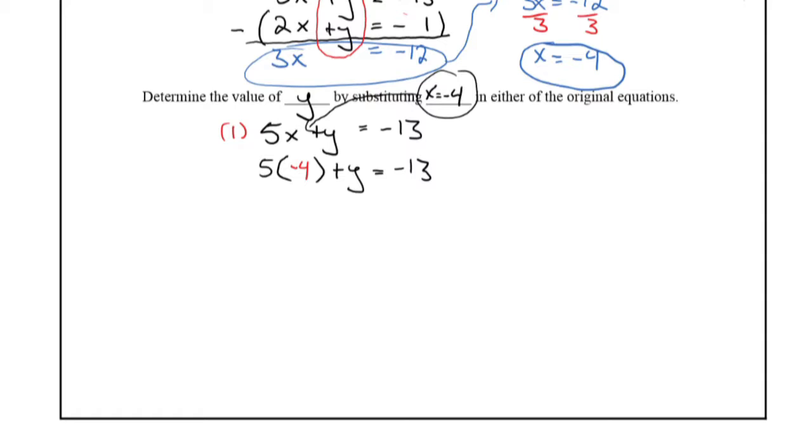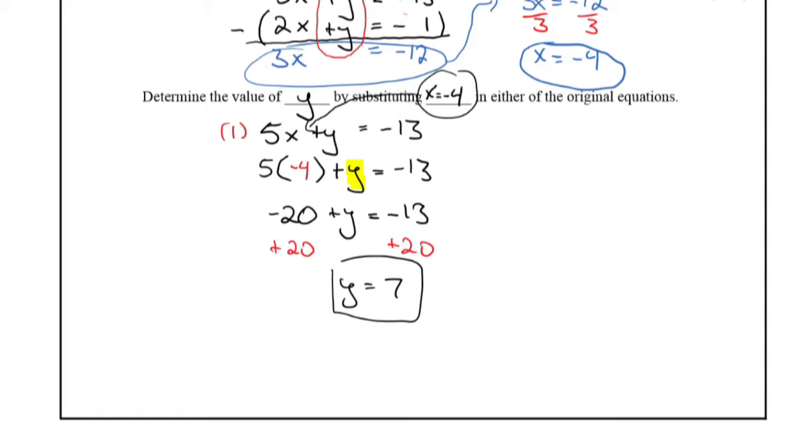All right. Now you'll notice the only variable I have left in this equation is y. So I can solve for y, get y by itself. So I'm going to do some algebra here. 5 times -4 is -20 plus y is -13. And then I will add 20 to both sides to give me y is equal to 7. So from up here, I had x was equal to -4, and now I have y is equal to 7.